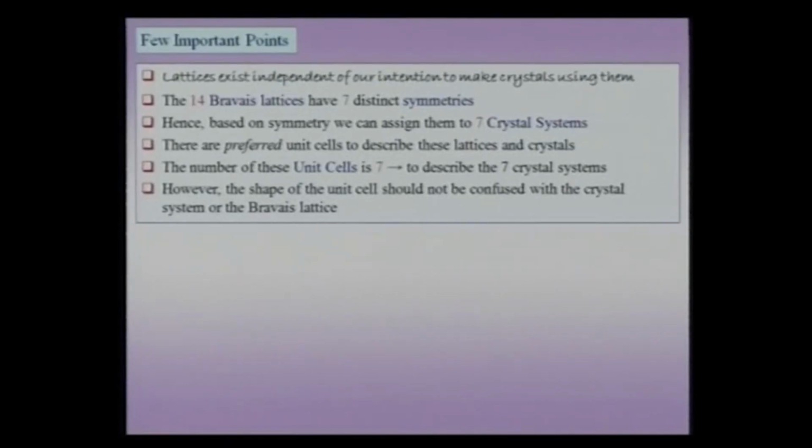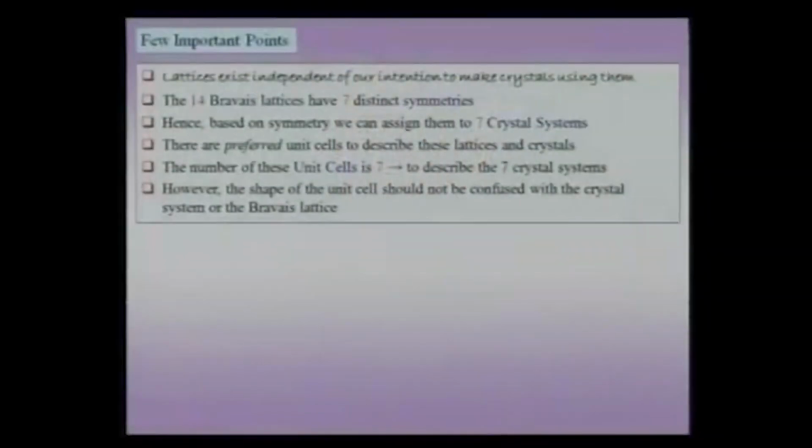Lattices exist independent of our intentions to make crystals using them. So this has to be understood clearly. Yes, in crystallography, our idea is to use these lattices for making crystals, but their existence is a mathematical fact, and they exist without our intention to make crystals using them. The 14 Bravais lattices have 7 distinct symmetries, and based on symmetry we can assign these 14 Bravais lattices to the 7 crystal systems.